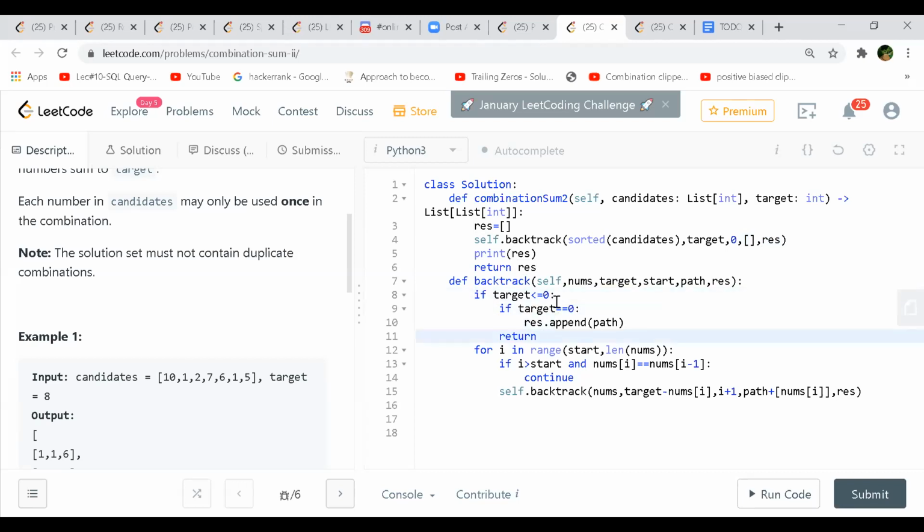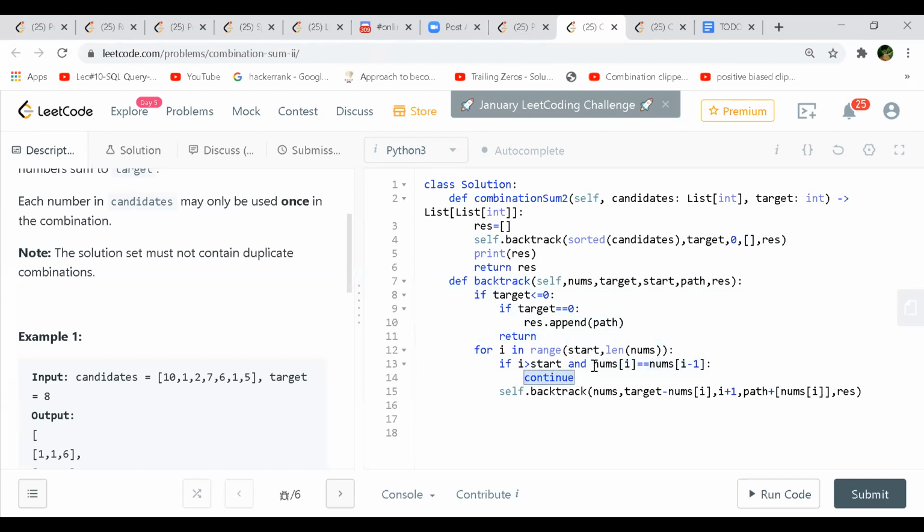If my target goes negative, and inside that I'll check if it is equal to 0, then I can take that, right? Yep, that's fine, and we can return from here. Otherwise, we are just running a for loop from start to the end of nums. And if i is greater than start and nums of i and i minus 1 are both equal, this is the point where we avoid the duplicates.